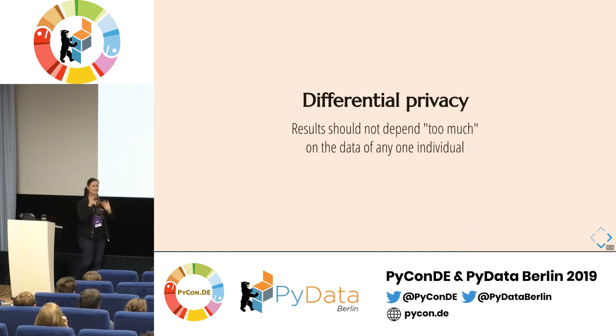So without any math, the idea is that if you train your model on one dataset, or if you add one person and you train your model again, you should have roughly the same model. That way you have no way to know for sure that the individual you added is in the dataset or not. That's a way of preserving privacy.